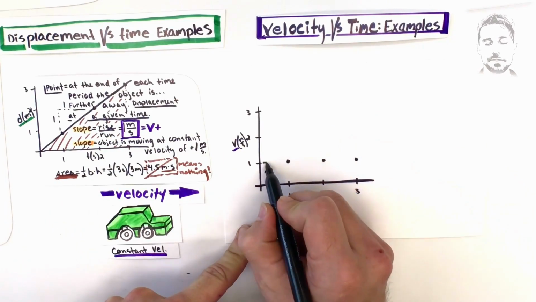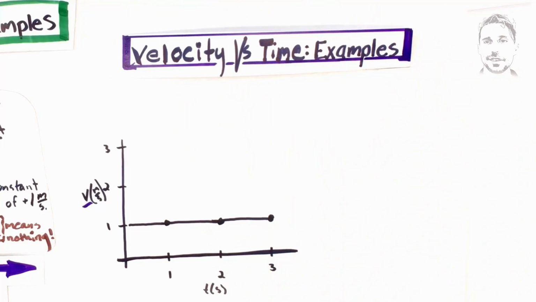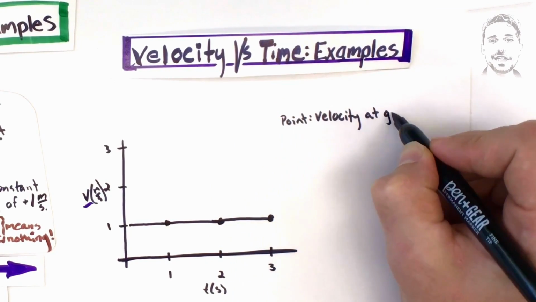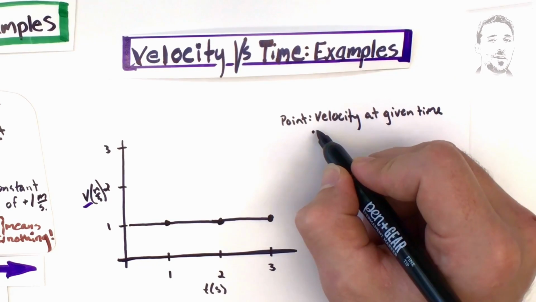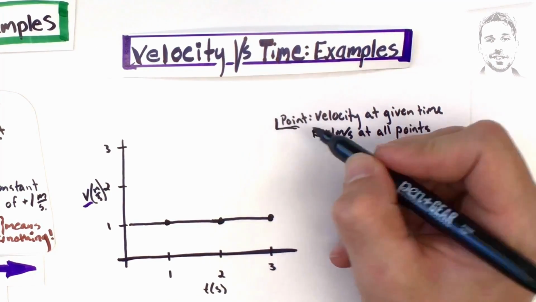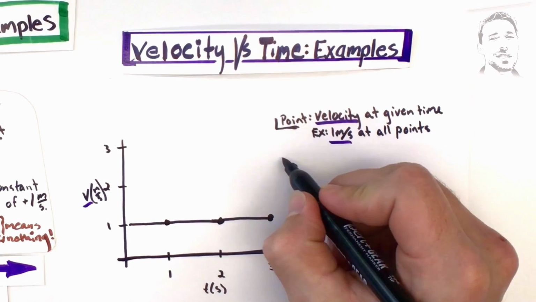So whereas the displacement graph was increasing, this one's just a horizontal line. So the point is the velocity at a given time. And here in our example, it's 1 meter per second at all points. So anytime you're looking at this, you could look at that and go, okay, this car is still moving at 1 meter per second.